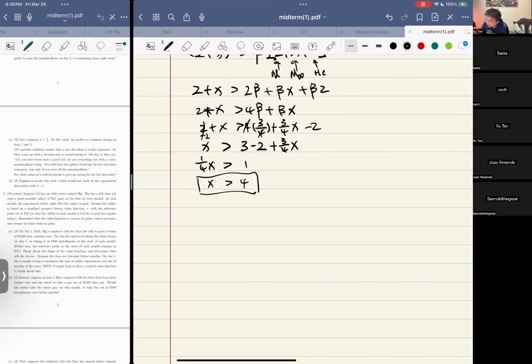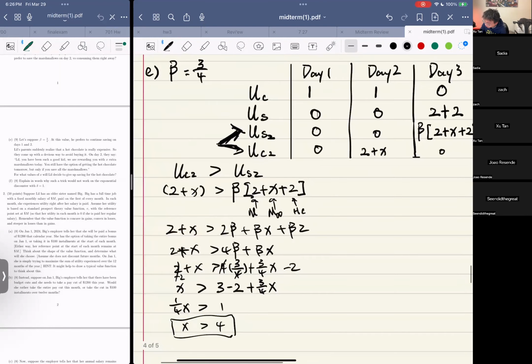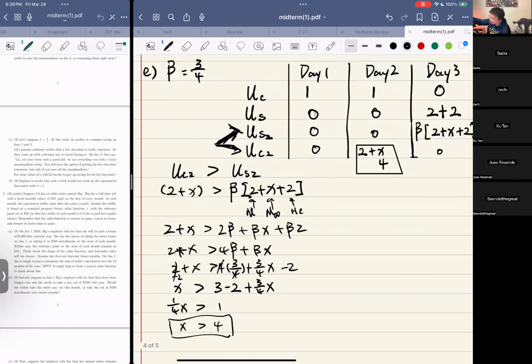So the amount of the marshmallow the parent has to offer is 4, so that Lily will consume right away rather than save, because her future discount beta is 3/4. Does that make sense?